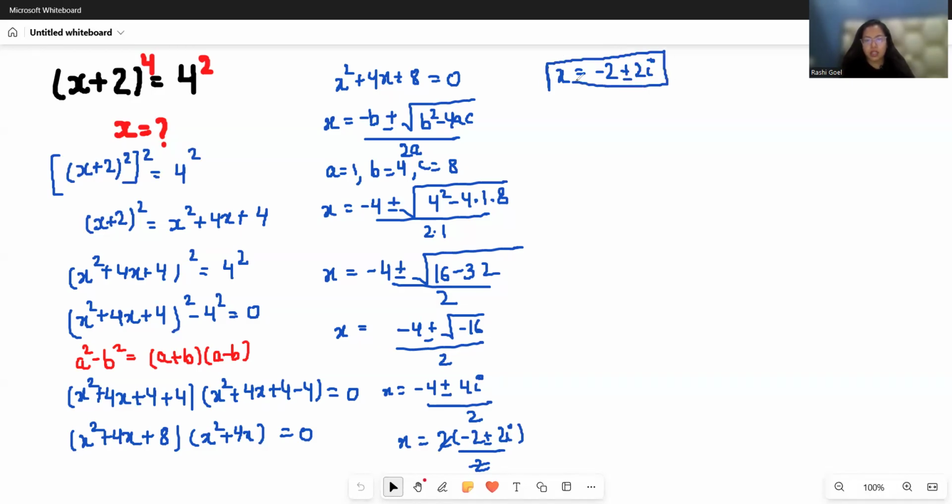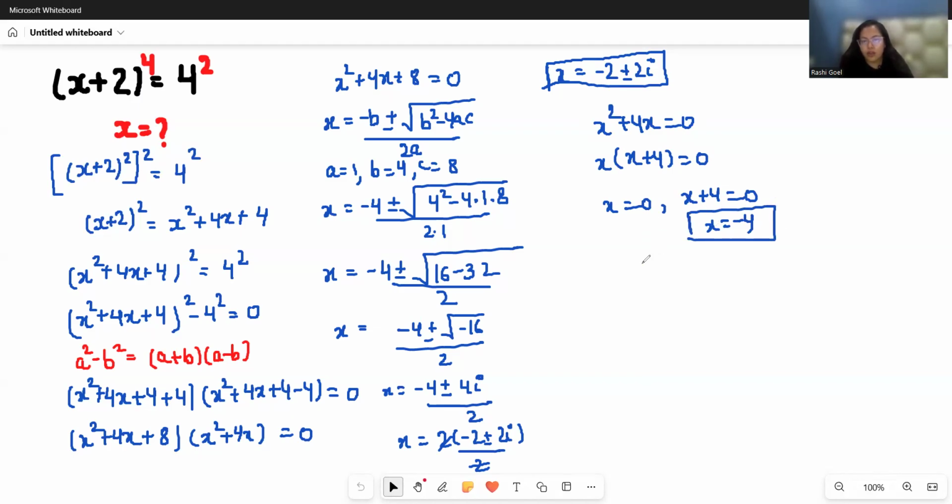Now the second case is x^2 + 4x equals 0. So if I take x as common, x(x + 4) equals 0. So x equals 0 and x + 4 equals 0. So x equals minus 4.